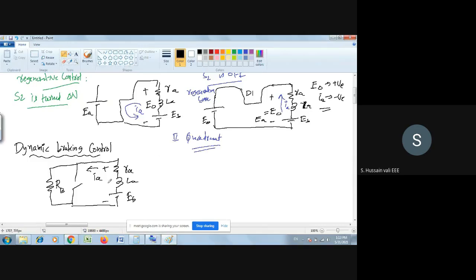But in the dynamic braking control, what is the circuit difference? You have the switch just like in the previous regenerative braking, but in place of the source we have a resistor RB. That's the difference circuit-wise. Now we see what will happen if the switch is on. This is the circuit diagram.